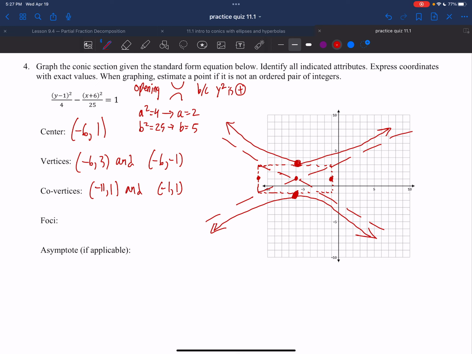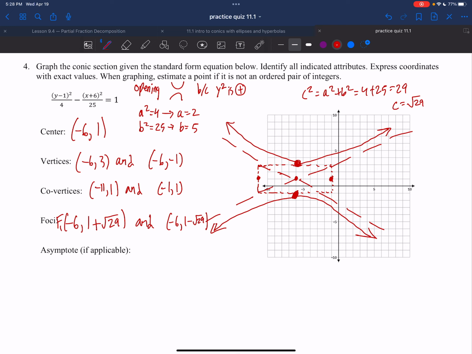Well, let's see, right? C squared equals A squared plus B squared, which is 4 plus 25, which equals 29. So C equals square root 29, which means the foci are from negative 6. So it's negative 6, comma, 1 plus root 29. I'll call this F1. And negative 6, 1 minus root 29.